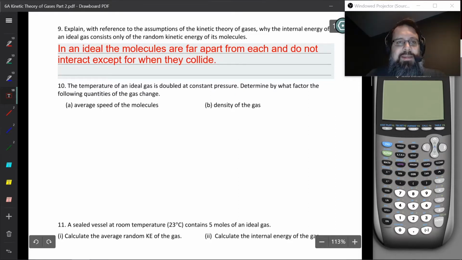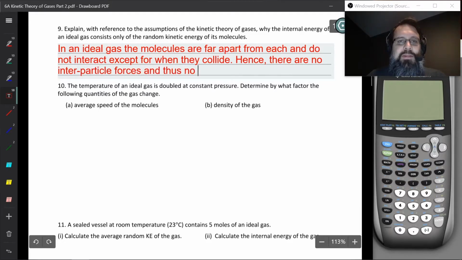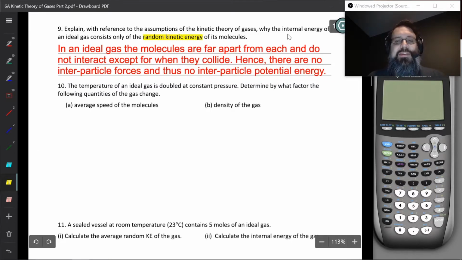In an ideal gas, the molecules are far apart from each other and do not interact except for when they collide. Hence, there are no interparticle forces and thus no interparticle potential energy. And so that's why all that we care about is the random kinetic energy, because there is no interparticle potential energy for an ideal gas.